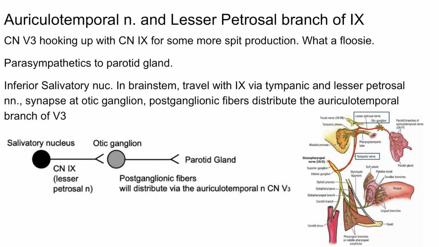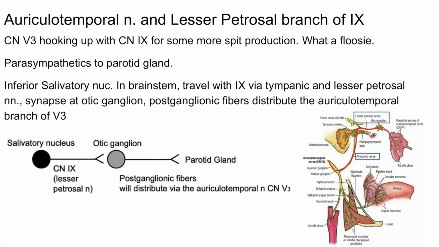So start at the origin. You have your preganglionic parasympathetic fibers, arising from the inferior salivatory nucleus in the brainstem. And these fibers travel with cranial nerve 9 and then branch off at the tympanic nerve, which enters the middle ear and contributes to the tympanic plexus. From there, the fibers reorganize into the lesser petrosal nerve, which exits the skull and synapses in the otic ganglion, located just medial to V3 in the infratemporal fossa.